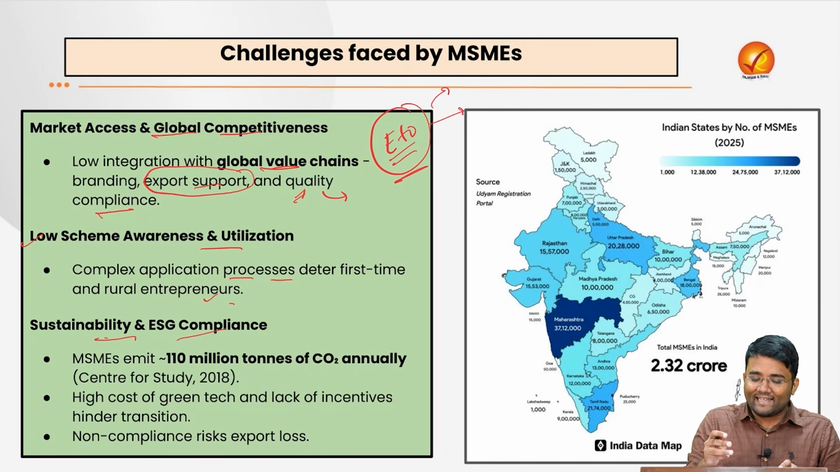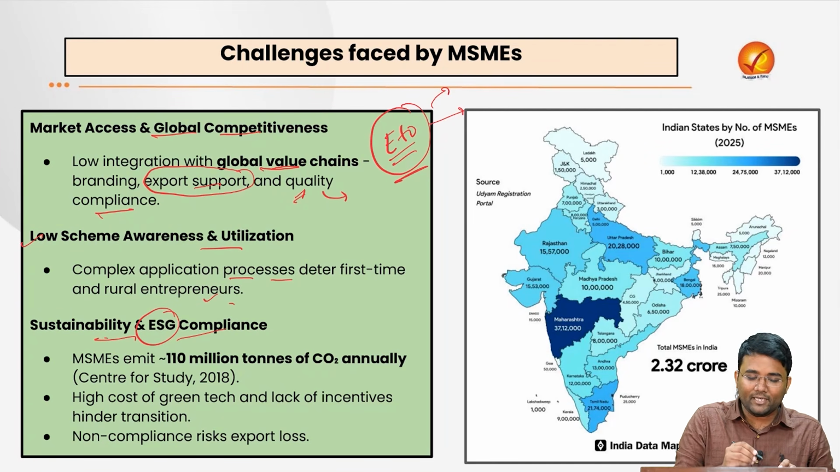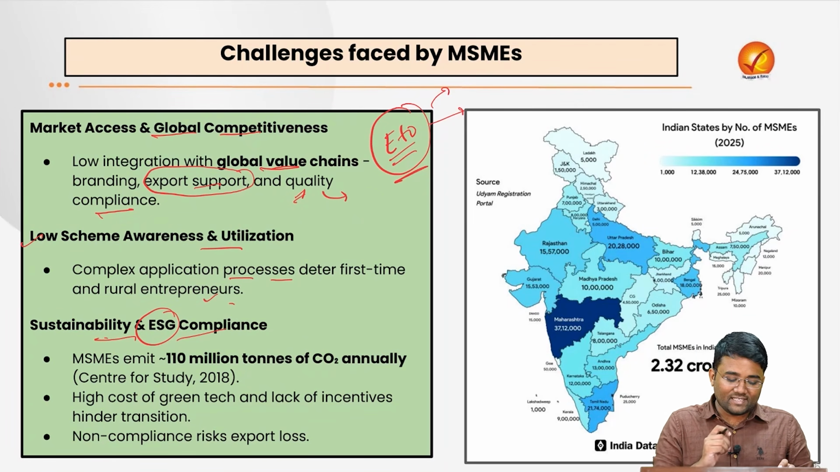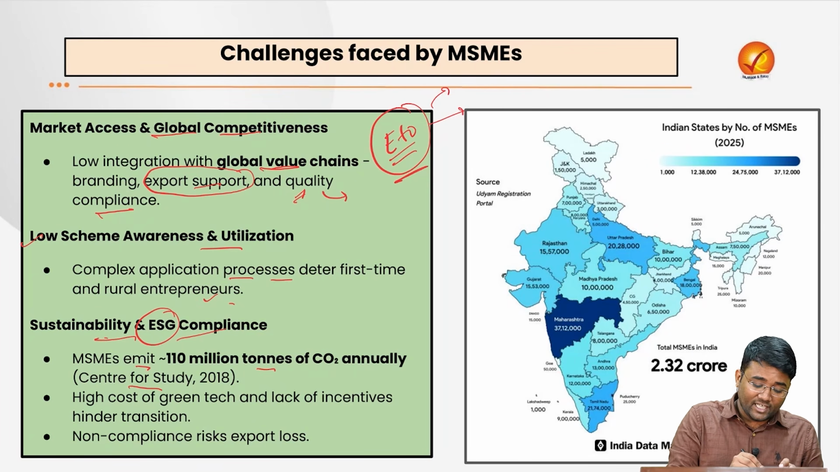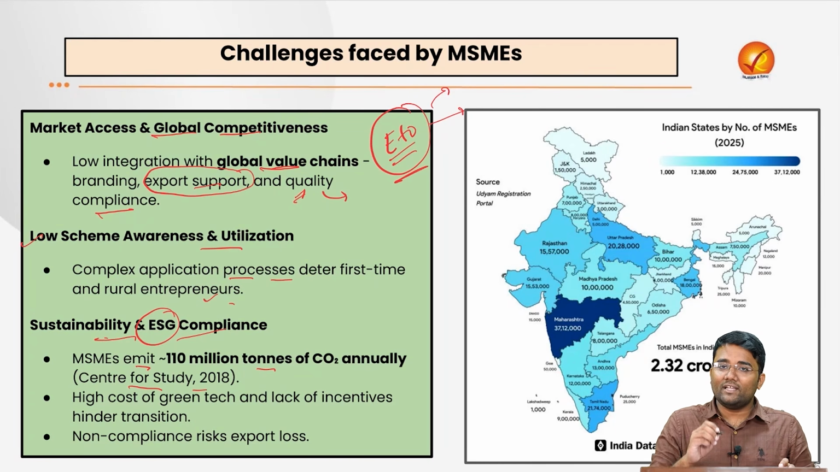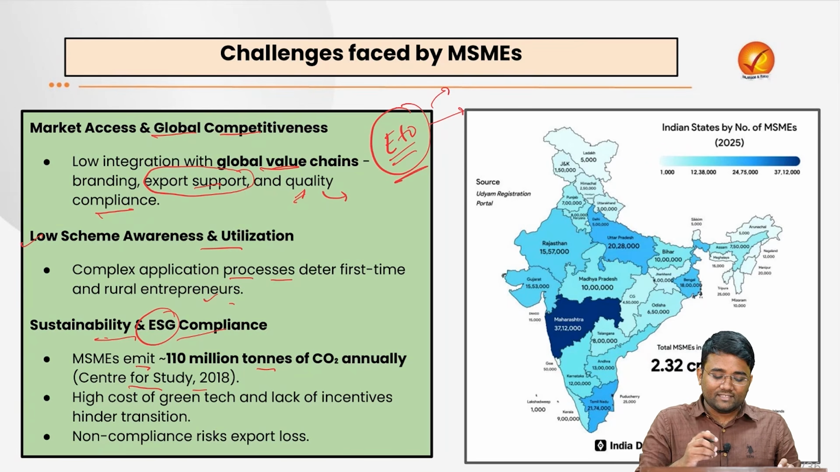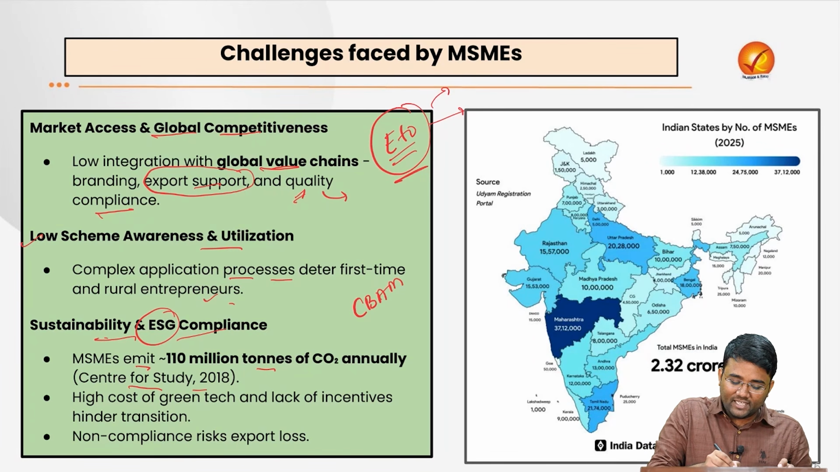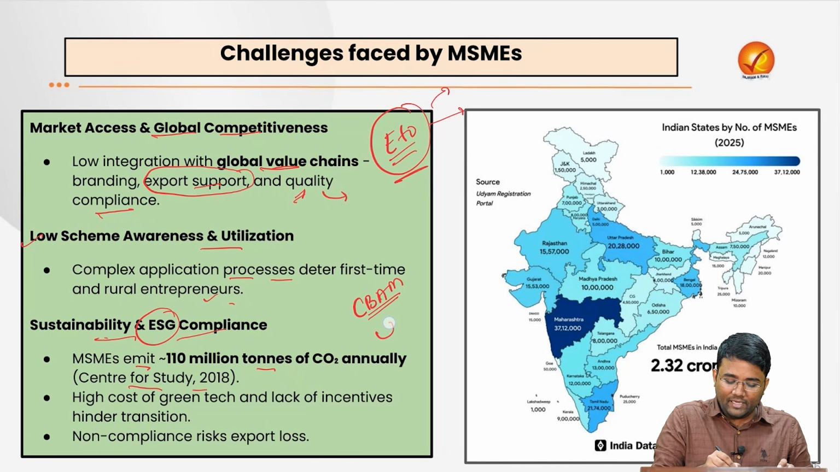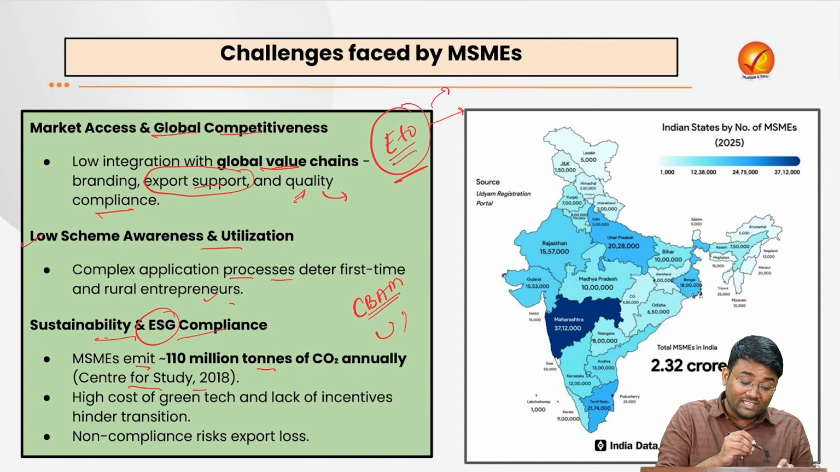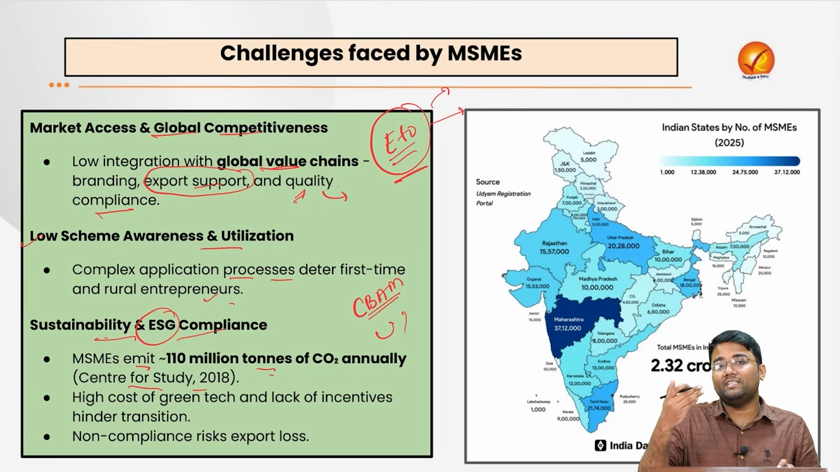The sustainability and ESG compliance. ESG means environmental, social and governance compliance. For example, MSME units emit around 110 million tons of carbon dioxide annually as per a Center for Study 2018. Now, when they have a high carbon footprint, these products will not be competitive. For example, the Carbon Border Adjustment Mechanism, CBAM, that we have talked about. So these products will not be competitive in the EU market because an additional tariff will be imposed on them, as their carbon footprint is much higher.